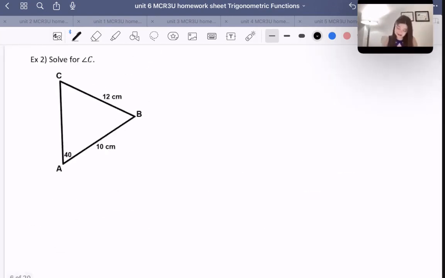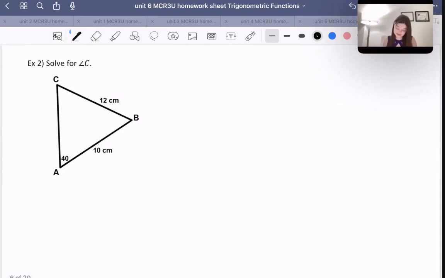This one says solve for angle C. So what do we have? What are we given? We're given a side angle pairing. We're given 40 and 12, right? And then we're given 10, and we're asked to find the angle C, right? We're asked to find this angle over here.